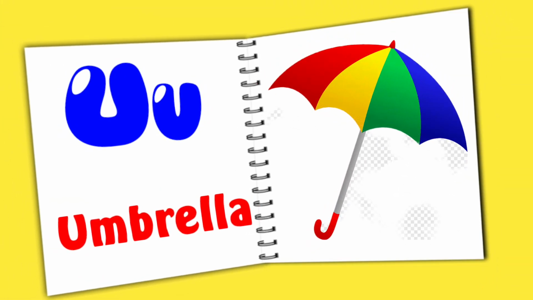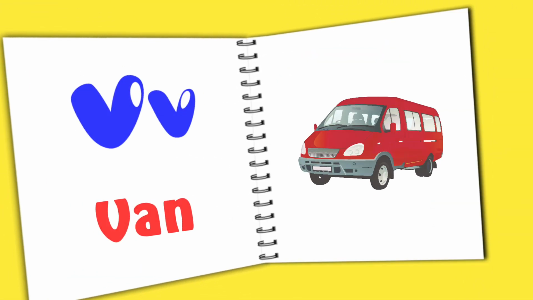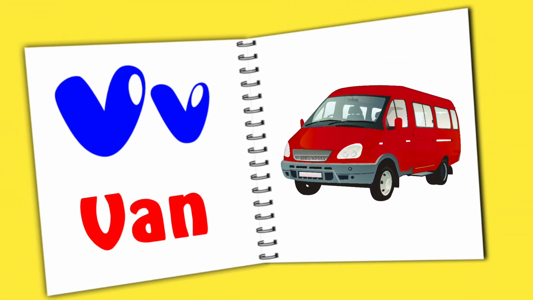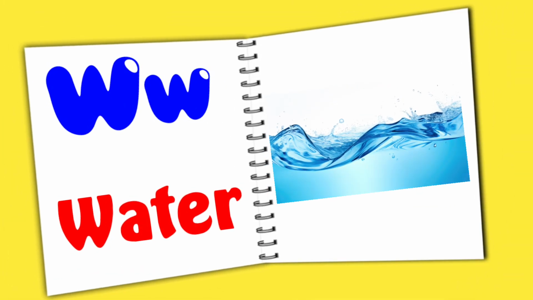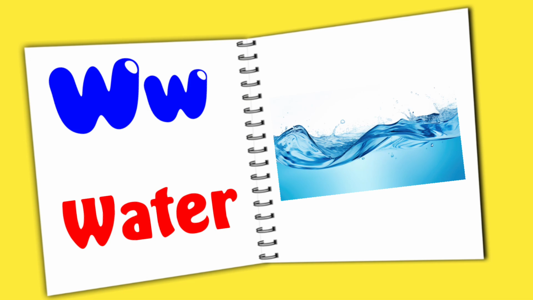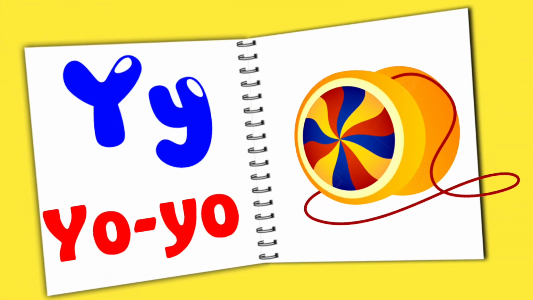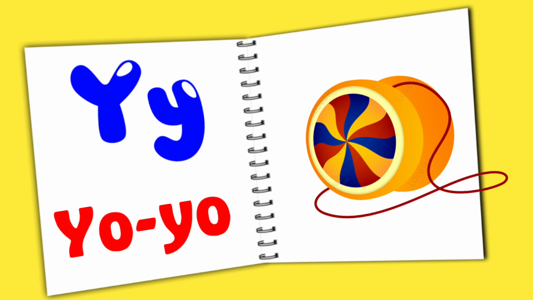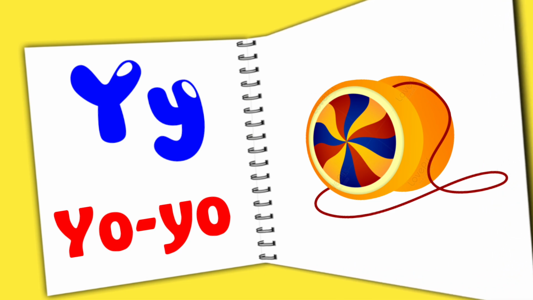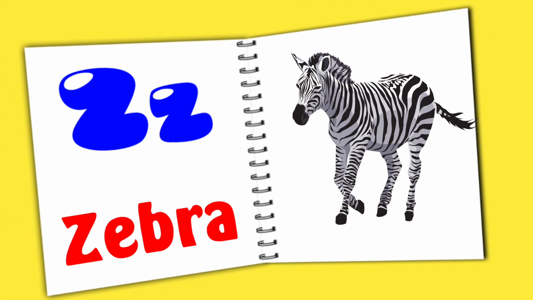U for umbrella. V for van. W for water. X for x-ray. Y for yo-yo. Z for zebra.